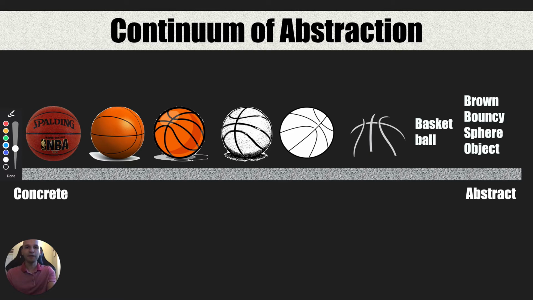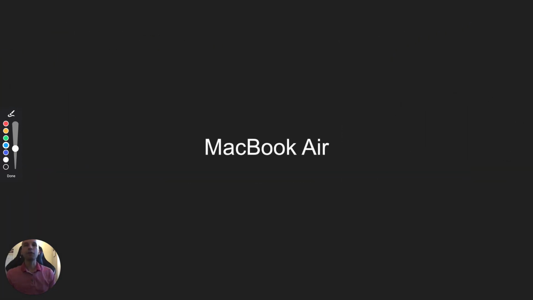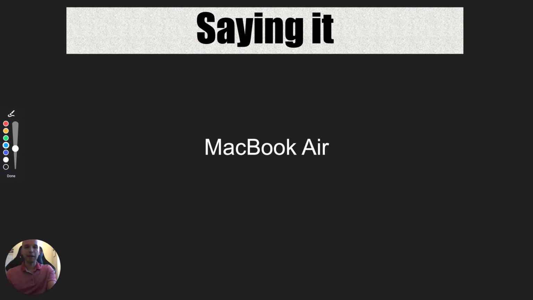Level 1 is saying it. When you say it, you just show a word, text. That's just level 1. We want you to think beyond level 1 when you're presenting. It's okay to be here, but it's not okay to live here. I really want you to push yourself to be thinking level 2 and level 3.